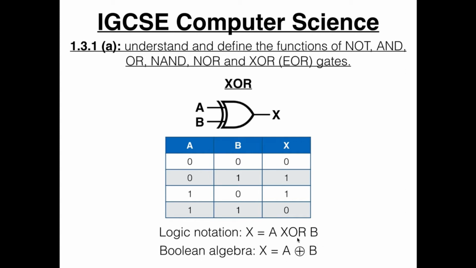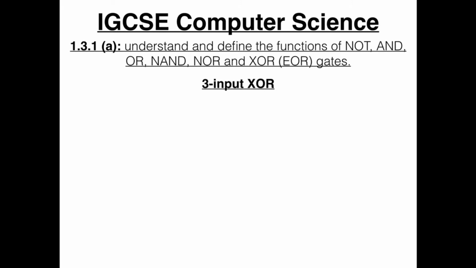Now, I don't know if this will be acceptable if you write this in the exam, but try it out, because this is actually the official symbol for XOR. So what would a 3-input XOR truth table look like?